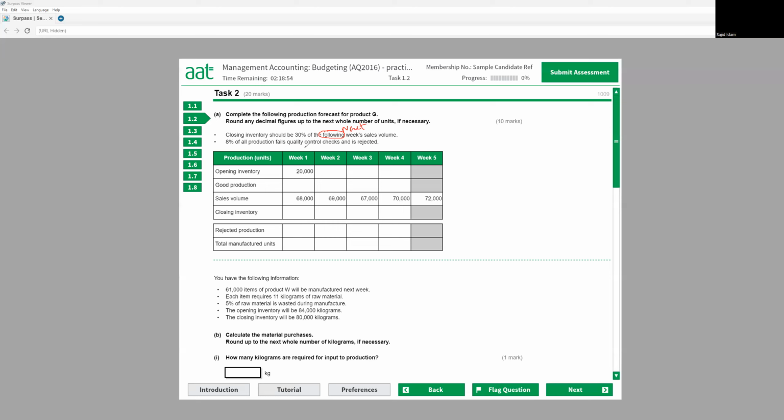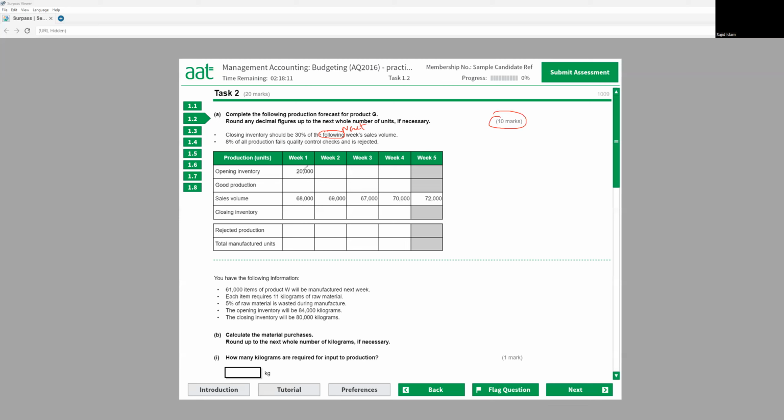8% of all production failed the quality control check and is rejected. That means every time you manufacture, 8% fails the quality control check, and that means we always have to make 8% more because 8% will be rejected. For example, if I need to make 100 units, I need to make 100 units plus 8% extra, because 8% will be wasted because of the quality check. So we need to produce more than what we need because of the rejection. It's a 10 marks question. Let's have a look.